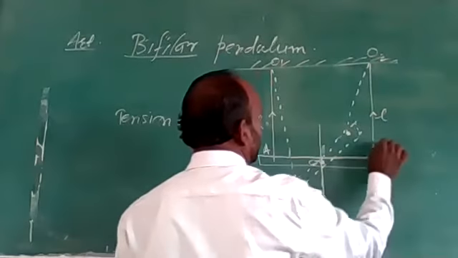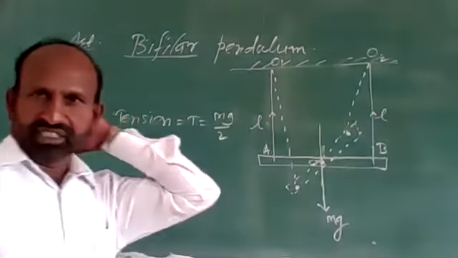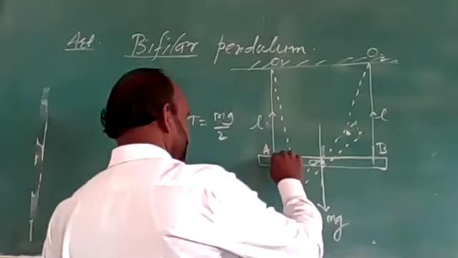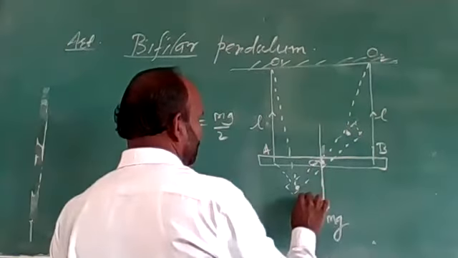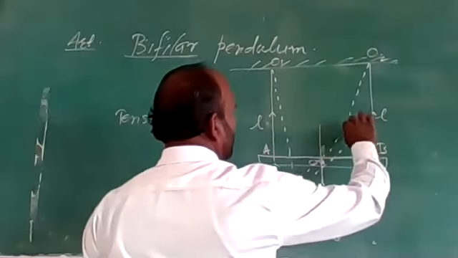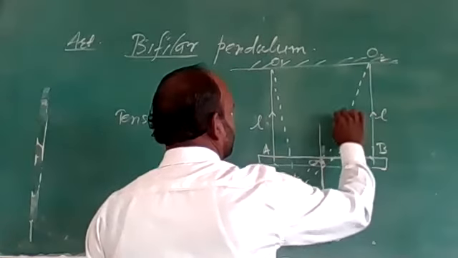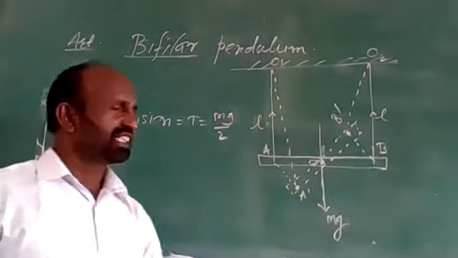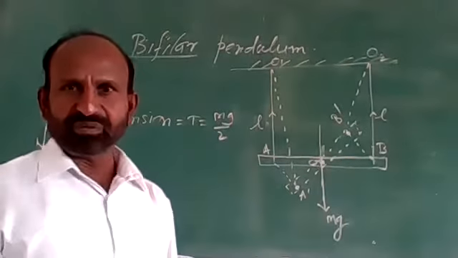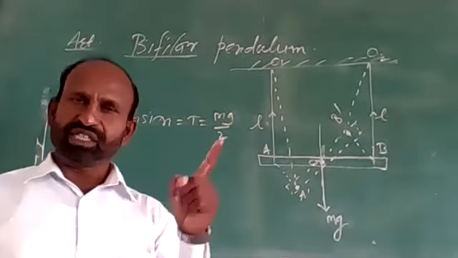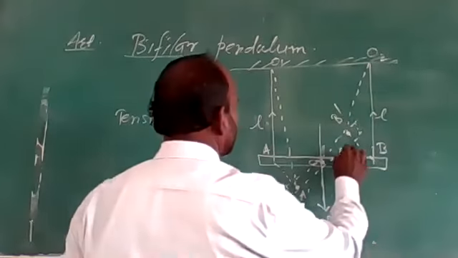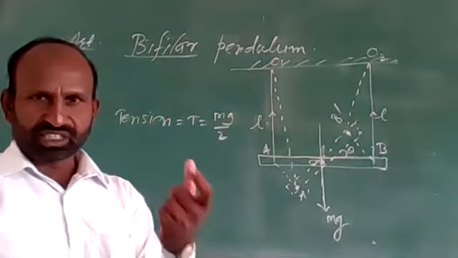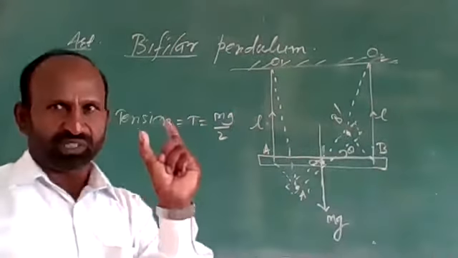If AB is the initial position of a given bar, then A will take the new position A dash and B will take the new position B dash. Means A dash B dash will be the new position of the bar when the bar is displaced through the small angular displacement theta. Theta is the small angular displacement of the given bar.